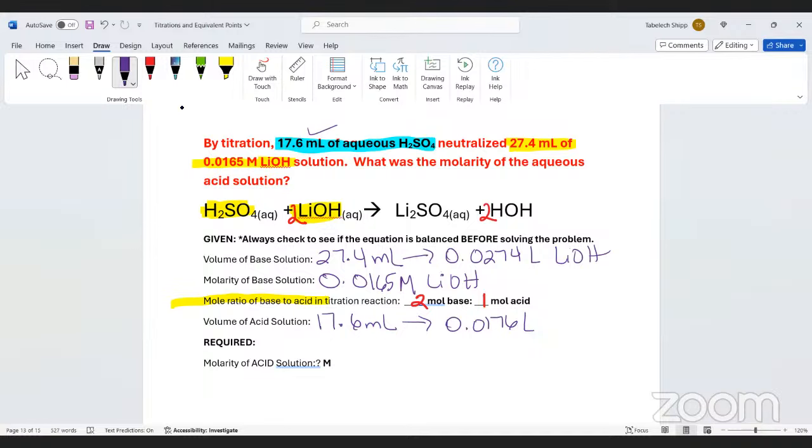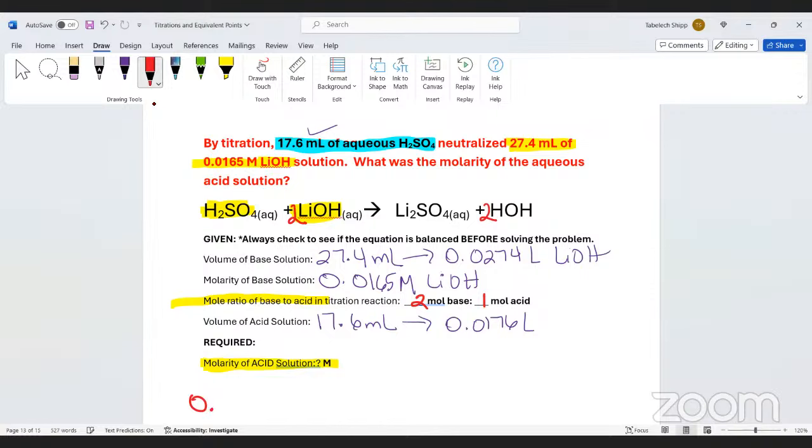Now, what is required? The molarity of the acid. That's what they were asking you to find. The molarity of the acid. Okay? Now, in this next step, remember what I told you before. Identify which two set of numbers go together. When you see the word of, that tells you that those two are going to be multiplied together. So the 27.4 milliliters of 0.0165 molarity, those two go together. So we're going to actually start with those two numbers, but we're going to start with the volume.